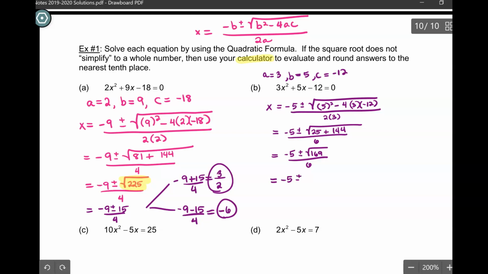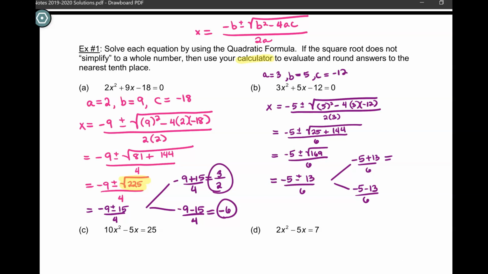So I have negative 5 plus or minus 13 over 6. So that means I have 2 answers. I have negative 5 plus 13 over 6, and I have negative 5 minus 13 over 6. So negative 5 plus 13 is 8. 8 over 6 reduces to 4/3. That's one answer. Negative 5 minus 13 is negative 18. Negative 18 over 6 is negative 3.